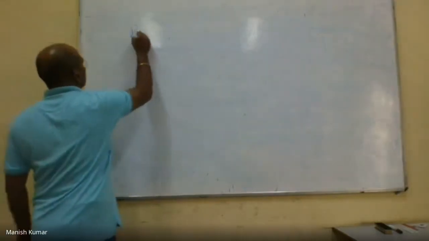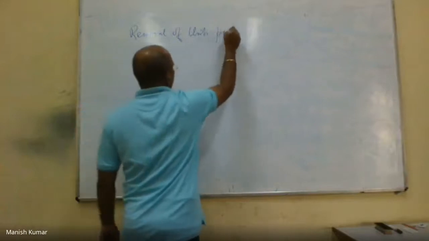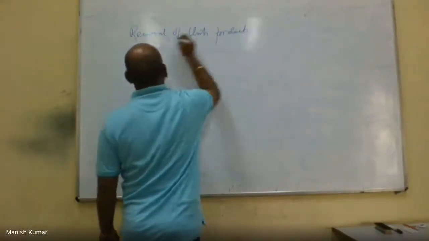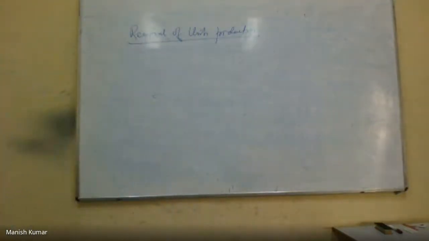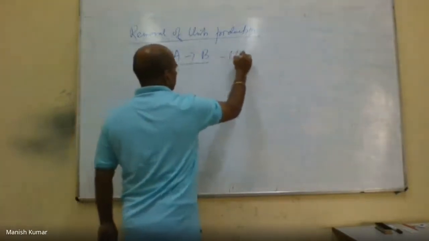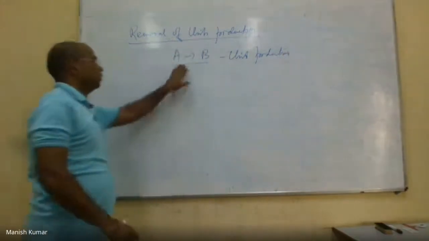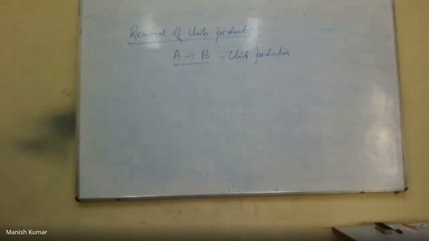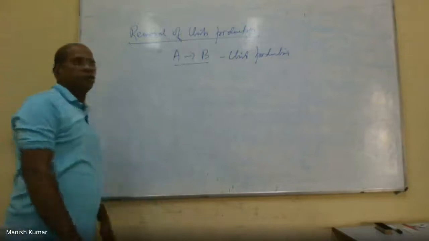Now, the third one is removal of unit production. Whatever is of this type is referred to as unit production. This we want to eliminate. This can be done very simply in that case.